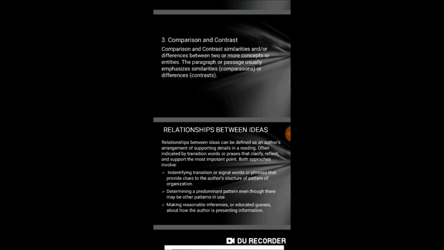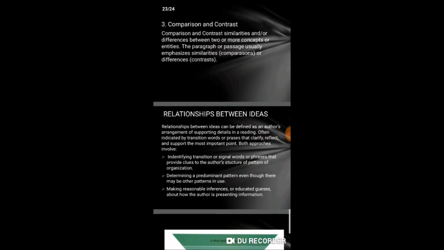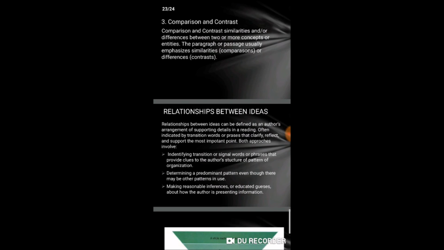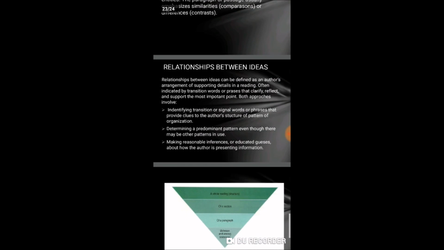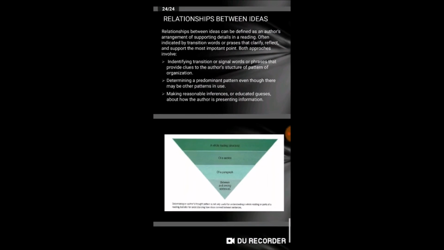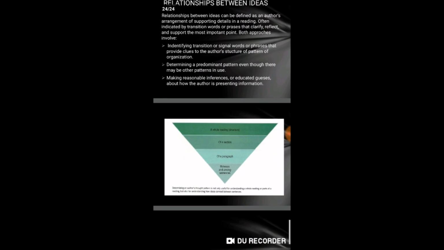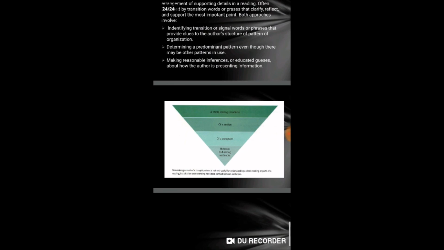The next, relationship between ideas. Relationship between ideas can be defined as an outer arrangement of supporting details in a reading, often indicated by transition words or phrases that clarify, reflect, and support the most important point. Both approaches involve identifying transition or structural words and phrases that provide clues to the outer structure of the pattern of organization, and determining a predominant pattern, even though there may be other patterns in use, making reasonable inferences or educated guesses about how the author is presenting information.